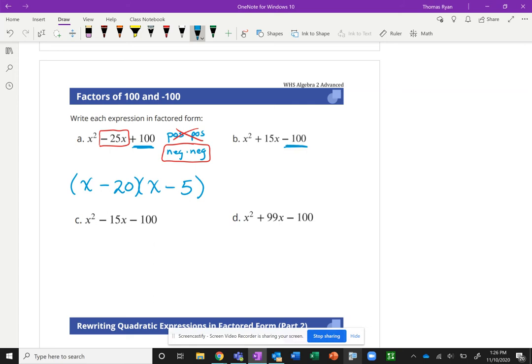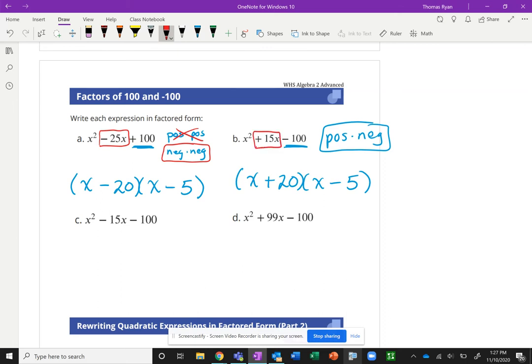Okay, we got a negative C term, which means we know we have a positive times a negative. Done deal. So we have an x plus and an x minus. Get those constant terms that will add to 15, but one of them is positive and one of them is negative. So they're basically 5 apart. Hey, guess what? It's 20 and 5. Give the 20 the positive because it's positive 15. Give the 5 the negative, still multiplies to 100. Same deal.